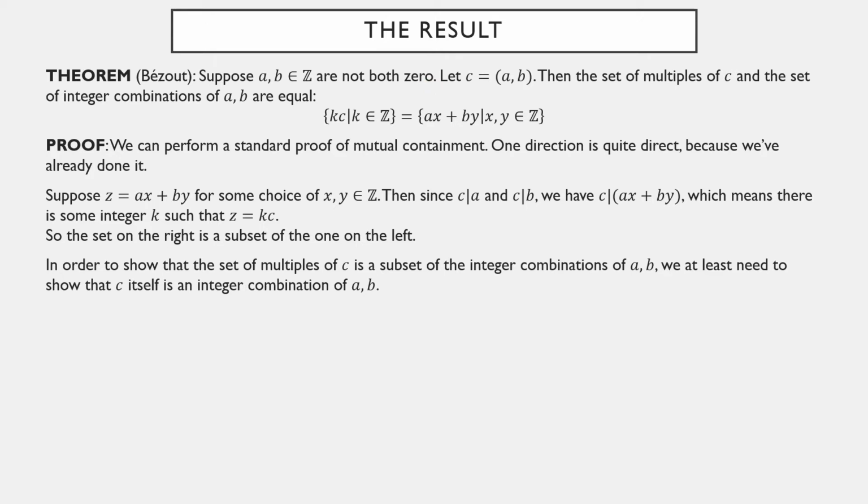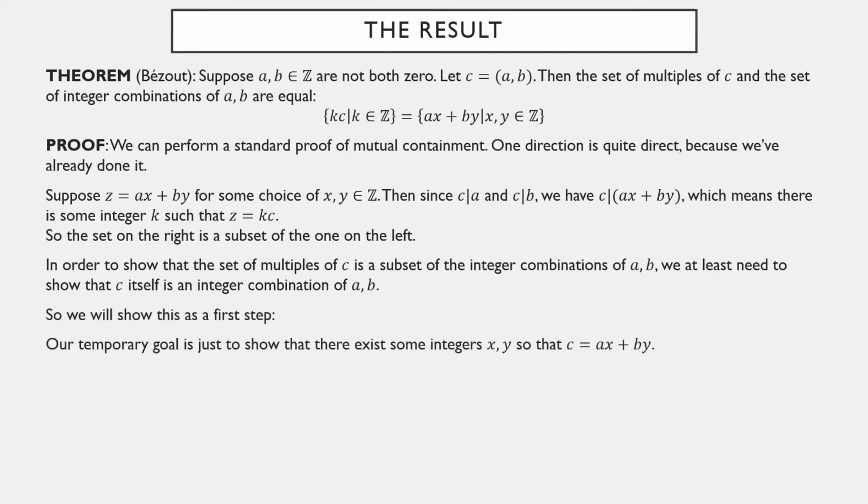Okay. So what we need to do is at least show that c itself is an integer combination of a and b. We want to show that all multiples of c are integer combinations of a and b, which means c itself had better be. Okay, so we'll do this as our first step. All we want to do is show that there are some integers x and y so that c can be expressed as ax plus by, that the greatest common factor of a and b is an integer combination of a and b. Once we show that, we'll finish the proof overall, that all multiples of c can also be written in that way.